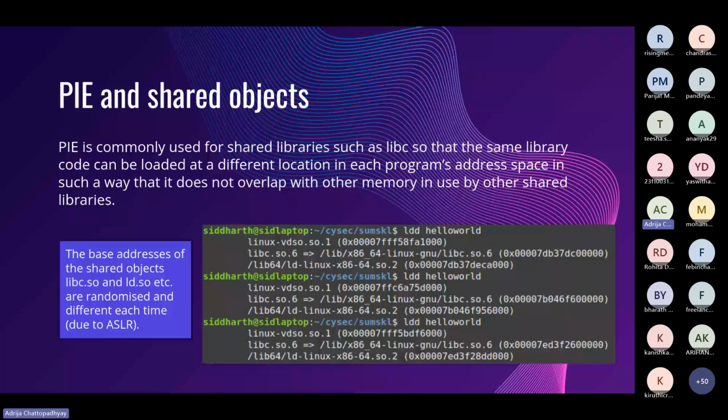The base address of the shared libraries, libc.so and ld.so, etc., are randomized and different each time due to ASLR. So I think we get to see their addresses here. Just look at these addresses on the top. They're different every time. 0x000, the first one, libc.so.6, the last thing that's given there. You'll see that they're a little different between each run. That's because of ASLR, and it's basically loaded into a different place every time.